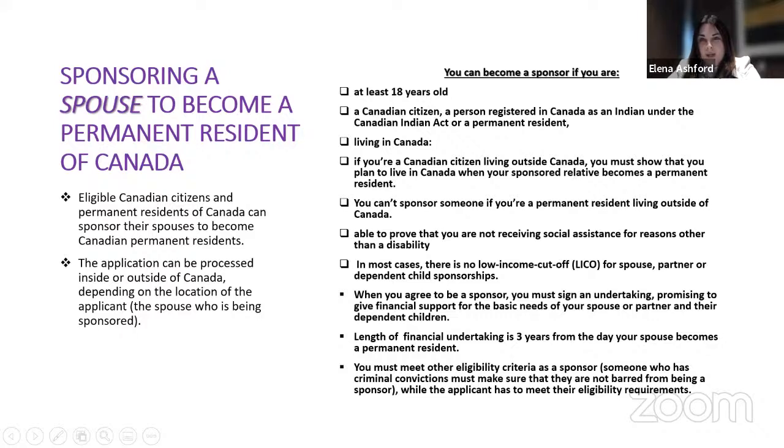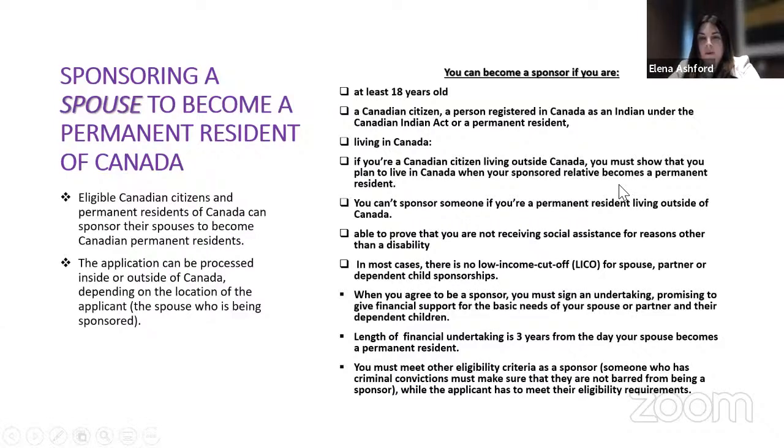With respect to financial eligibility, there is no low income cutoff for sponsoring a spouse. Therefore, only if you are not getting social assistance from the government, you then become eligible to sponsor. So anyone who is not receiving social assistance other than disability assistance is eligible to sponsor a spouse.